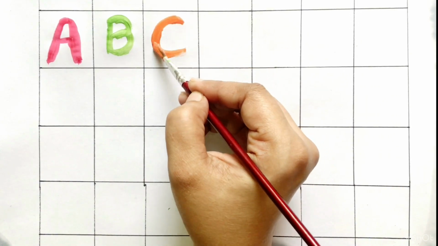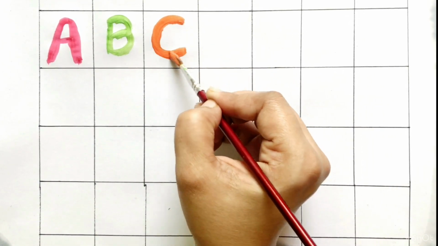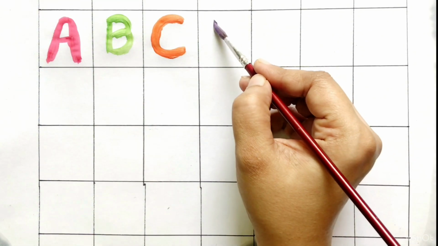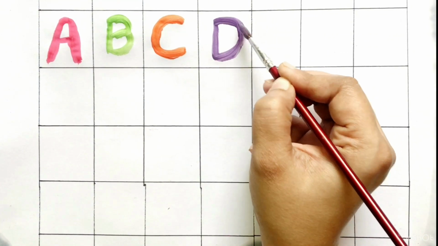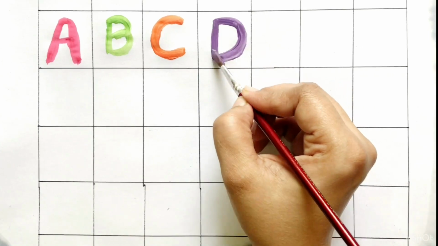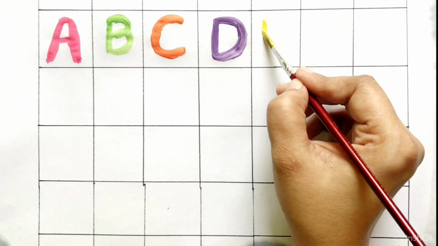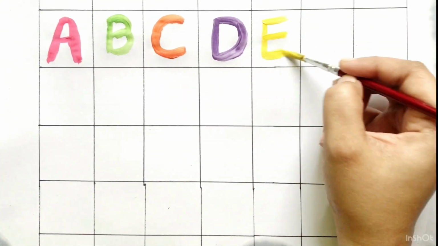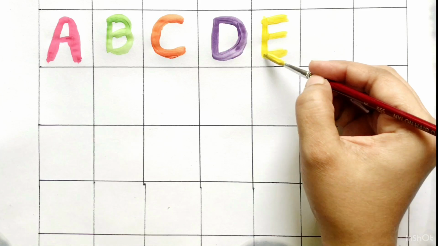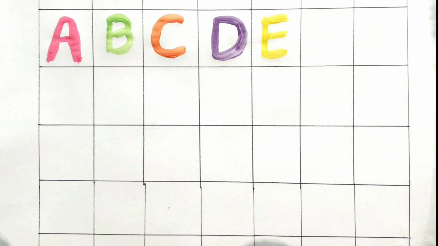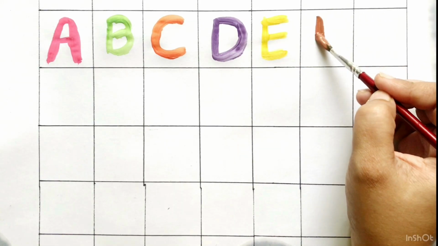This is an orange color. I paint the C. A, B, C. This is a purple color. I paint the D. This is a yellow color and I paint the E. A, B, C, D, E.